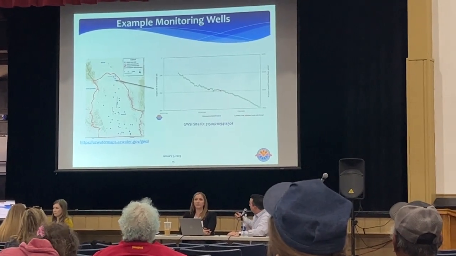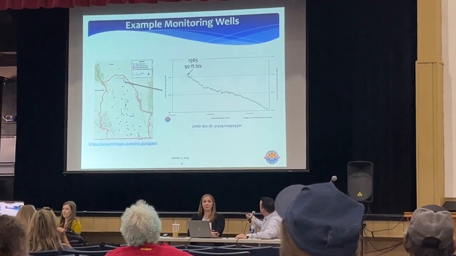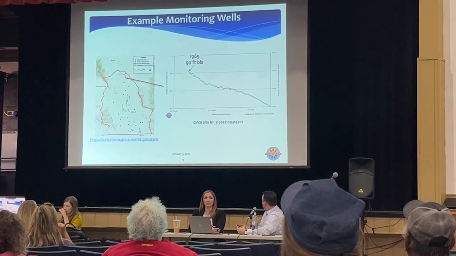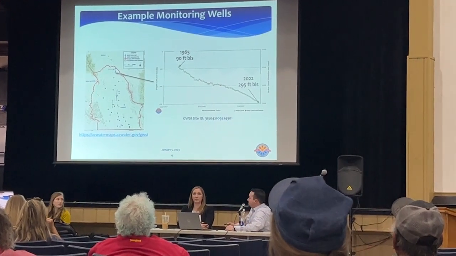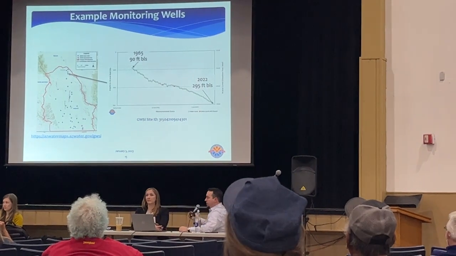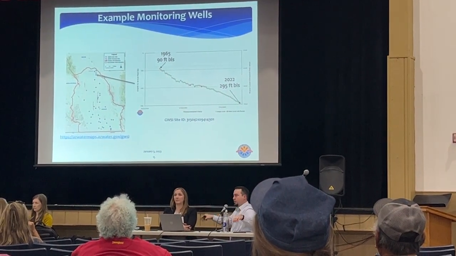But here's one towards the north of the Douglas AMA boundary. And this initial reading was 90 feet below land surface in 1965. And then in 2002, the depth to water was almost 300 feet. So within that period, that's a pretty significant drop, and that's the regional water table slowly declining over time.